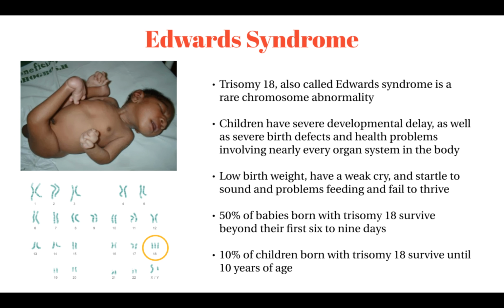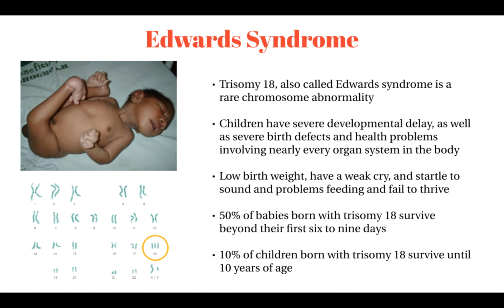Edwards syndrome, otherwise known as trisomy 18, named after the physician who found the disorder, affects approximately 1 in every 6,000 to 8,000 live births. These children have severe developmental delay as well as severe birth defects and health problems. 50% of babies born survive beyond their first 6 to 9 days, and about 12% of babies born survive their first year of life. It is difficult to predict their life expectancy if they do not have any immediate life-threatening problems.